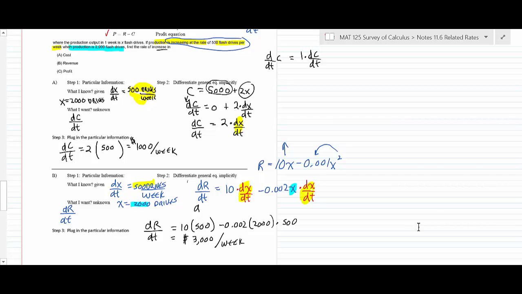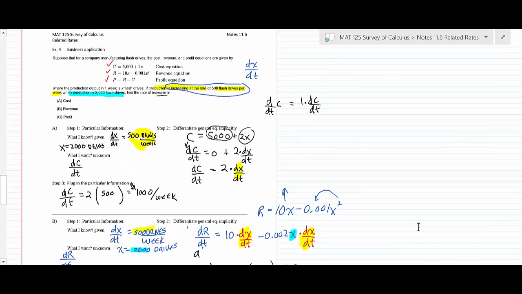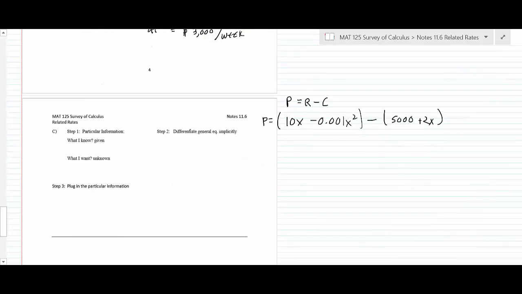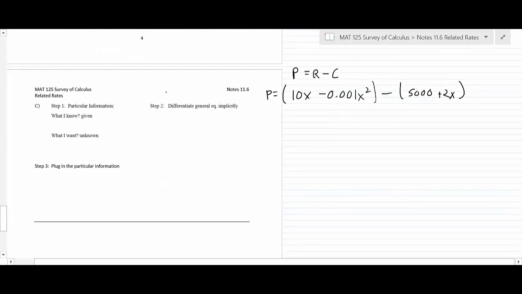The cost is, where is it? 5,000 plus 2x. Okay, so that's what we need to do. We need to go ahead and get that profit done, and then we can finish up the problem in a similar way. Okay, so you just basically got like terms.